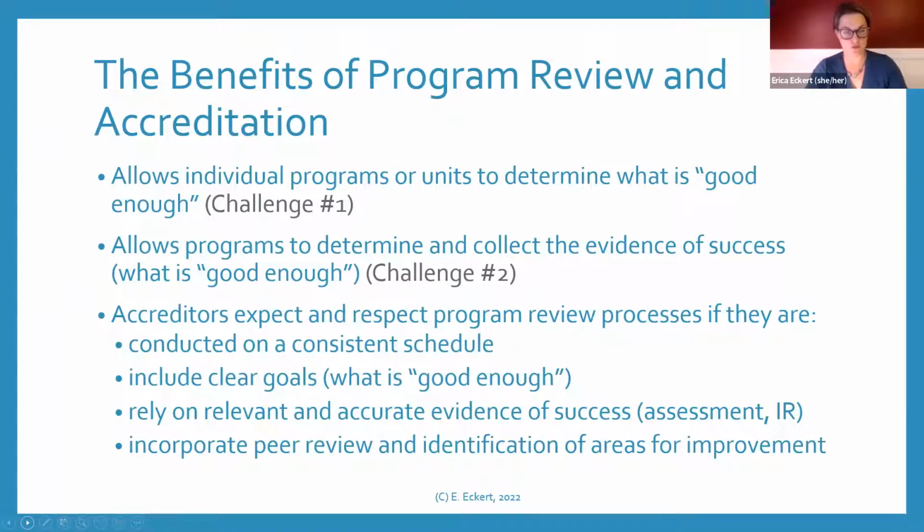So what they're looking for in an academic program review process is that the program reviews are conducted on a consistent schedule. So is it once every 5 years, once every 3 years? That they include clear goals, what is good enough for student success. They rely on good evidence, which necessarily brings in your institutional research group, and incorporates a peer review process. And I'm happy to talk about that more if that's not a familiar concept. But what's critical is in an academic program review process, you have action items, things that maybe could be improved that the program is going to work on in between the program review now and the next program review cycle.